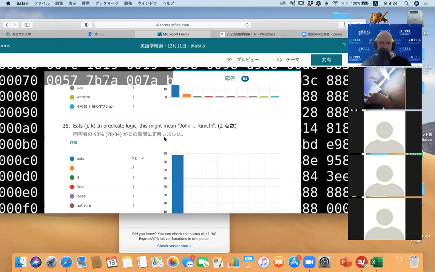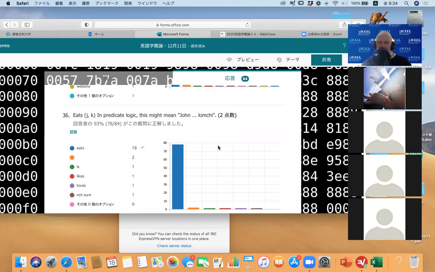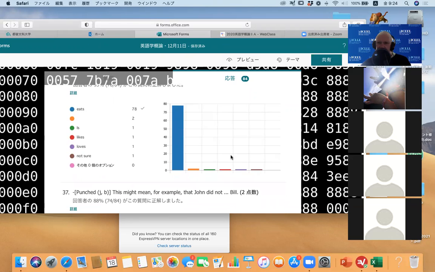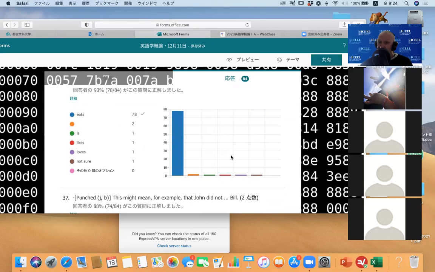Eats JK in predicate like this might mean that John eats kimchi. Yes, very good. I mean, it doesn't have to. Eats for a machine, it could mean anything, right? It doesn't have to be eats because the machine doesn't know what that means, right? Could be anything, but it probably might mean John eats kimchi. That's probably the most common sense. I mean, if you're doing programming, you want to use words that make sense to you so it's easier to remember.